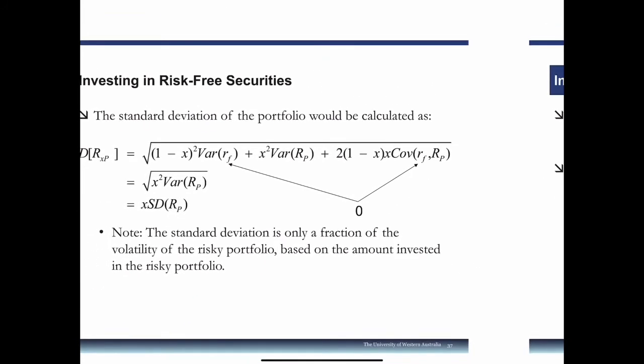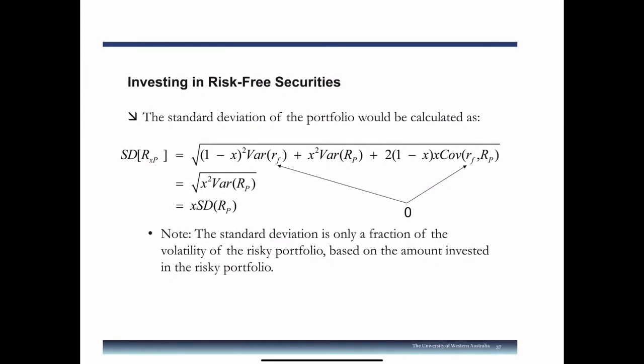Here, a very important feature of risk-free asset is that, well, it's risk-free, so which means it doesn't move. Given it's risk-free, there's no risk, such that the variance of that is zero. And the other one is that given it's risk-free, it's not determined by anything, which means it's not going to co-move with anything else, such that the covariance is also zero. So the variance of the portfolio is just reduced to the weight you invest in the risky asset squared times variance of the risky asset, which means x times SD of RP for the volatility.